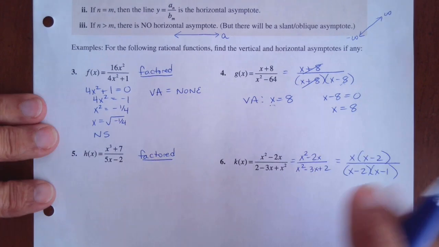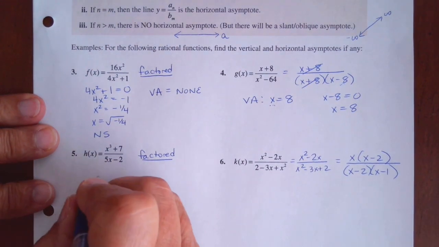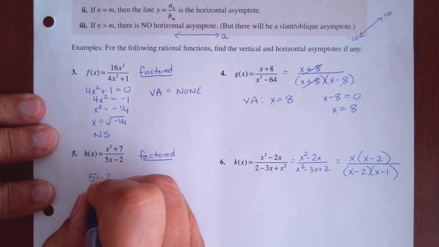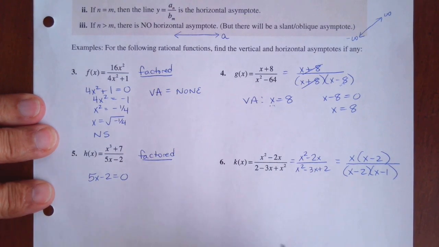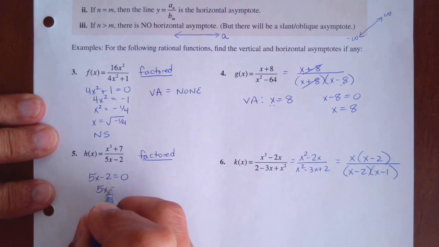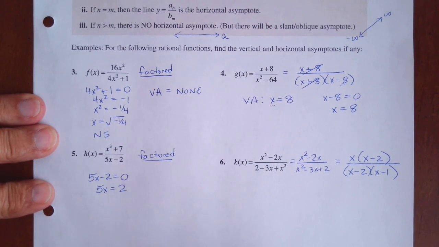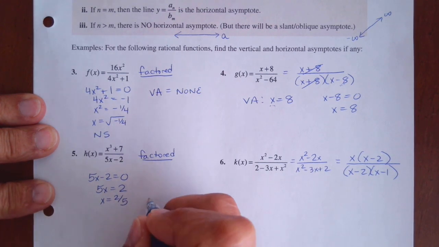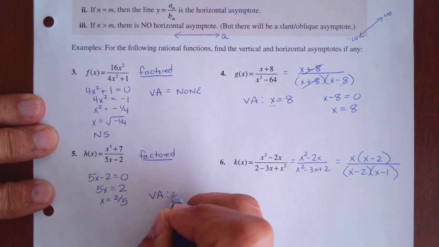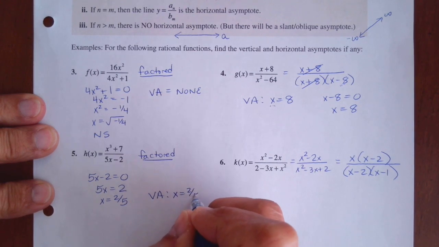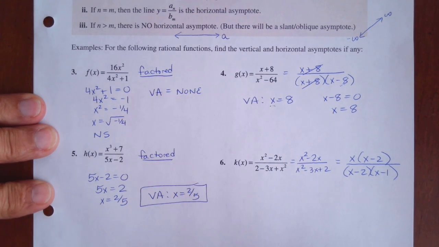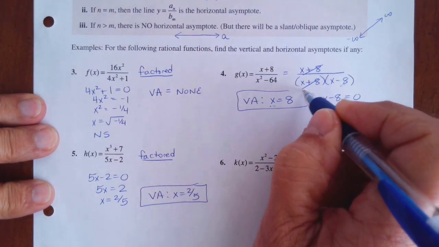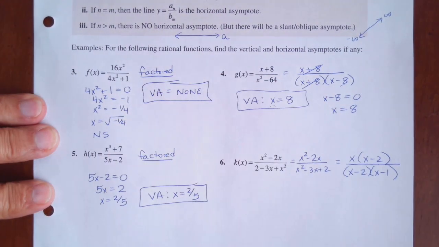All right, for number 5, no common factor. So to find the vertical asymptote, I would set 5x minus 2 equal to 0. I would solve that. So 5x equals 2. x is 2/5. So there's my vertical asymptote, x equals 2/5. Okay, so those are my vertical asymptotes.